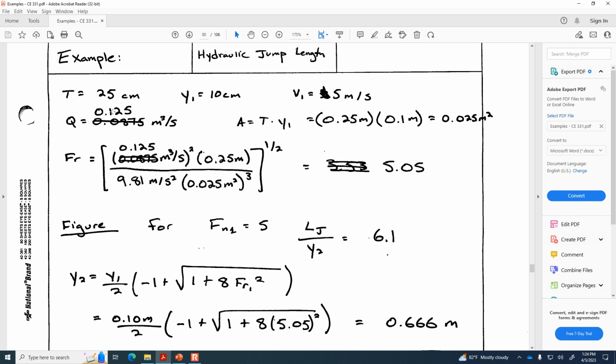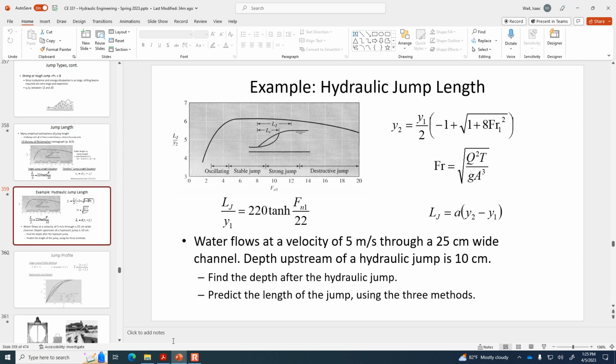And with the flow rate and the Froude number equation, we get the Froude number 5.05. So we can predict the downstream depth. And now the next part of this is we want to know how long the hydraulic jump is. Not just what the elevation differential is, but the distance from where the hydraulic jump starts to where the water elevation stops changing. So L sub j is this distance.